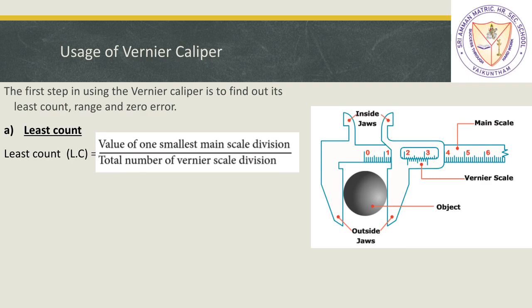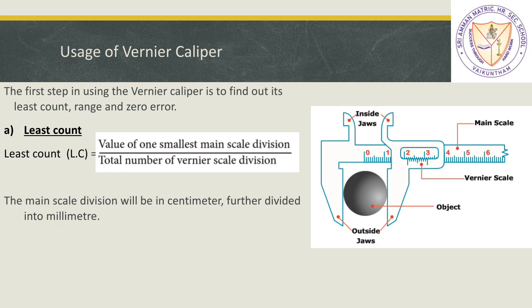This is the formula. The least count of the vernier calipers is equal to the value of one smallest main scale division divided by the total number of vernier scale divisions. The main scale division will be in centimeters, further divided into millimeters, like your normal ruler. The value of the smallest main scale division is 1 millimeter, as it is in your ruler.